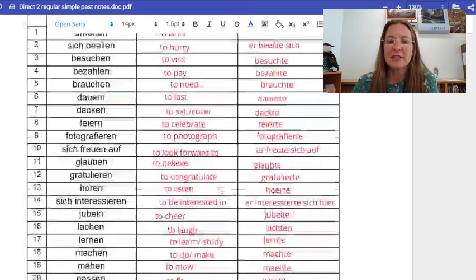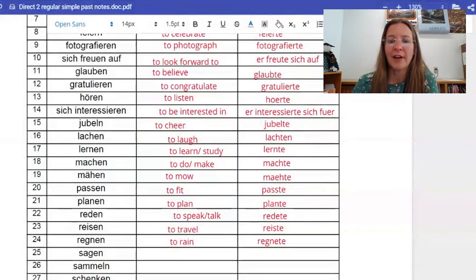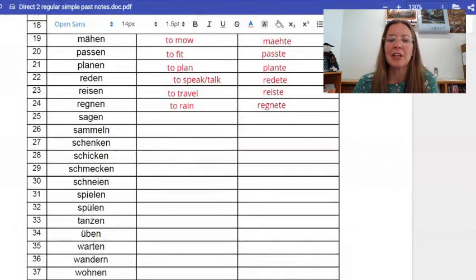Just be careful. Some of them do have hard consonants at the end. For instance, Regen, right? It's regnete. And then another one, reden ends in a D, so it's redete. Redete viel means he talked a lot. Okay, so I have a couple in here that I'd like you to fill in the meaning and then the er/sie/es form in the simple past. And then we'll just talk about them in class next time I see you.